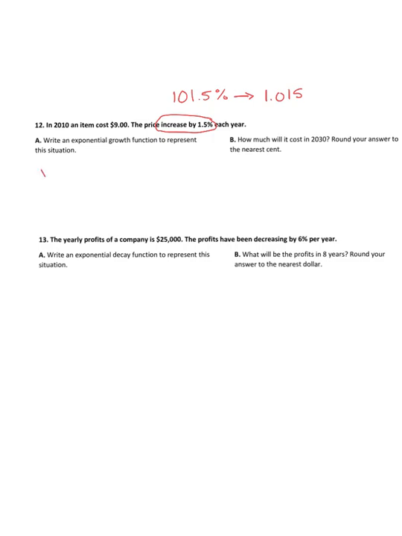and I can write my equation, which would be $9 times 1.015 to the x power. So again, growth rate, growth factor. This problem has a growth rate of 1.5%, which means it has a growth factor of 1.015. Because again, going from year to year, if you're increasing by 1.5%, then in a year it is worth 101.5% of what it was.